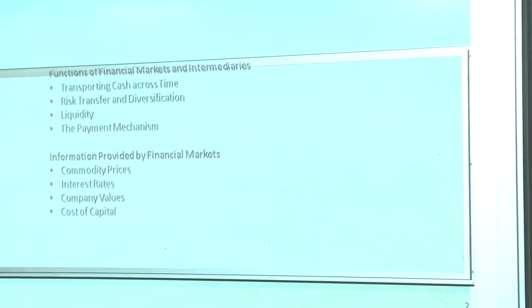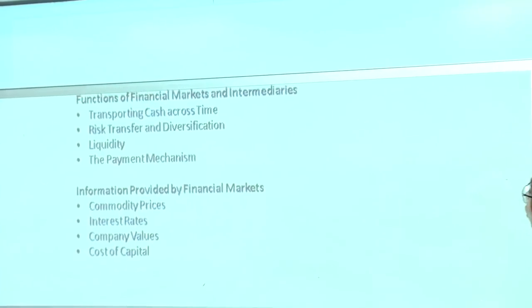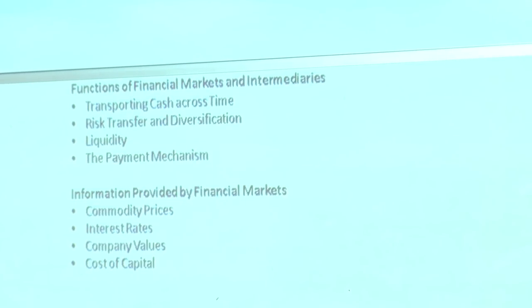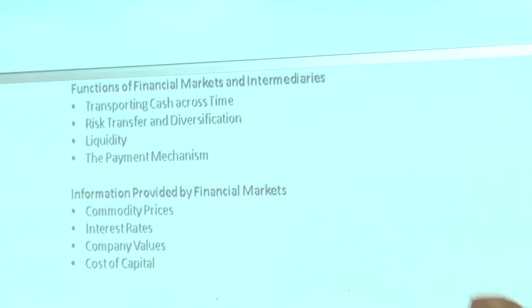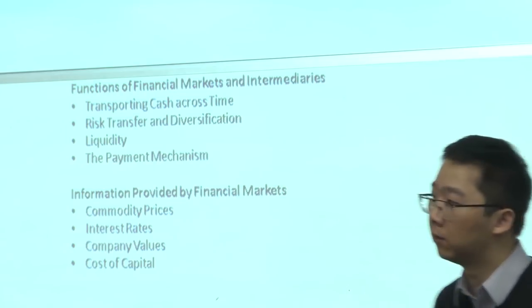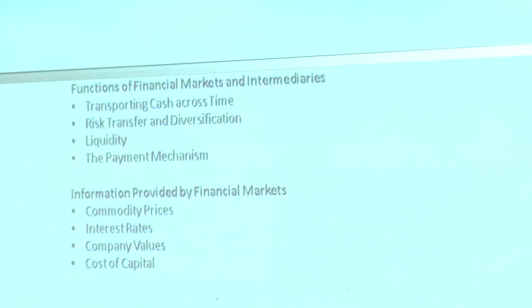Functions of financial markets and intermediaries: there could be multiple choice questions, right? Which of the following is not a function of financial intermediaries and institutions? Transfer cash across time, right? Your deposit, your checking accounts or saving accounts, you can move your cash flow across the timeline. Or risk transfer and diversification: you do not need to directly invest in that firm. You deposit money into a bank, and the bank will utilize their expertise to invest for you and make the diversification for you, right? So your risk is diversified and transferred.